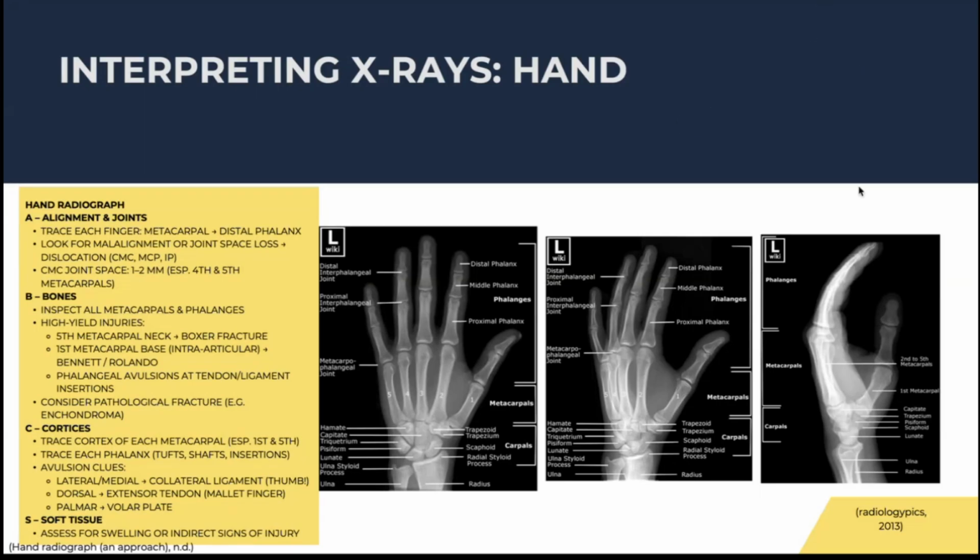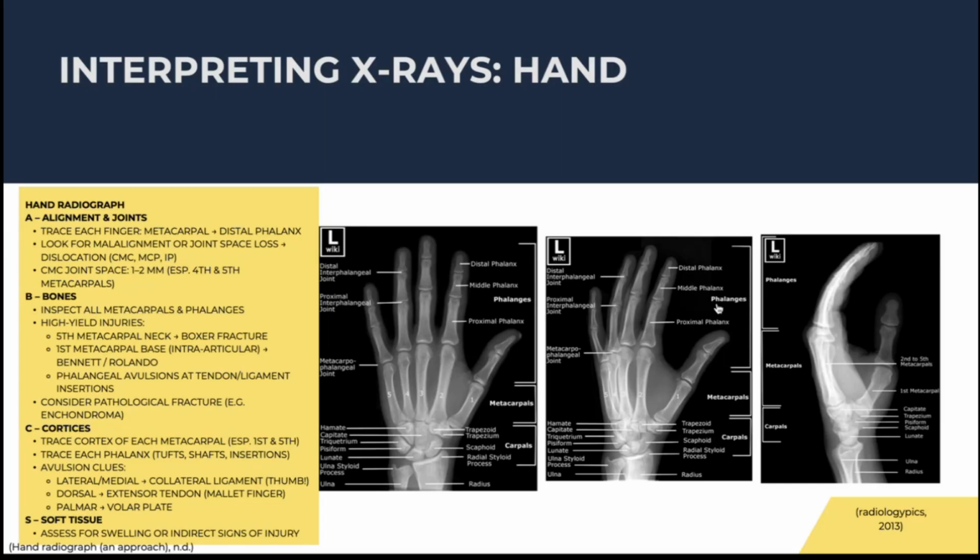It's Rolando. A Bennett and a Rolando fracture are unstable injuries at the base of the thumb, so the first metacarpal, and they differ in that a Bennett fracture is a two-part oblique fracture of the ulnar corner of the thumb, whereas a Rolando fracture is more severe and is more comminuted as well. So that compromises the joint more. And then you also want to check for any phalangeal avulsions at the tendon or the ligament insertions, and then consider any pathological fractures as well.